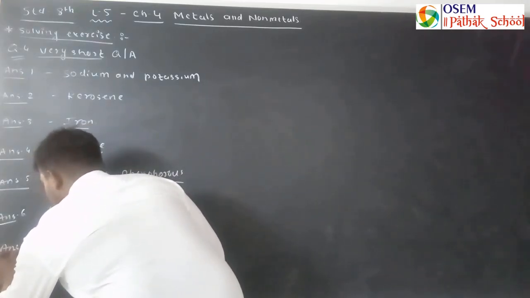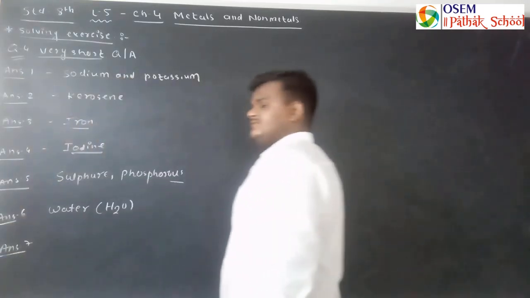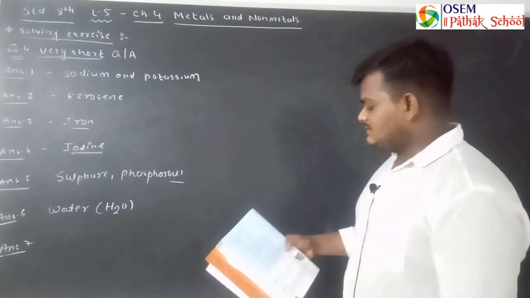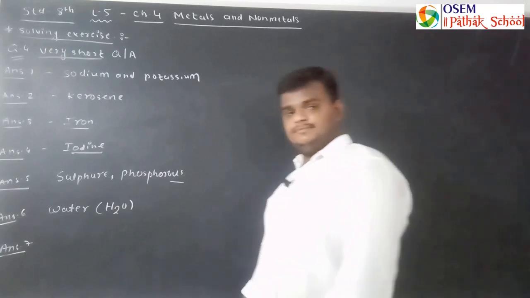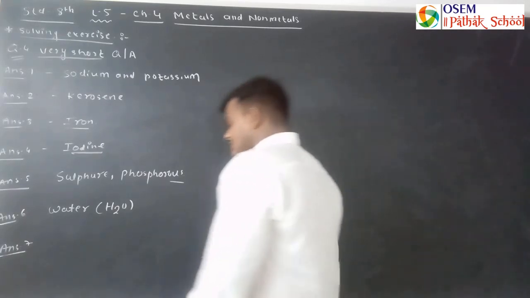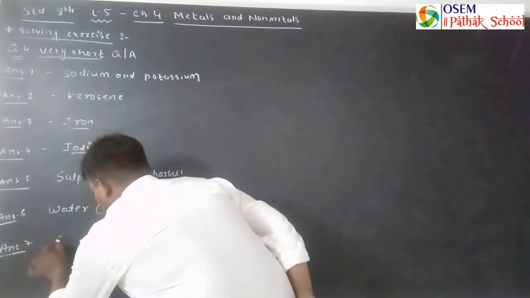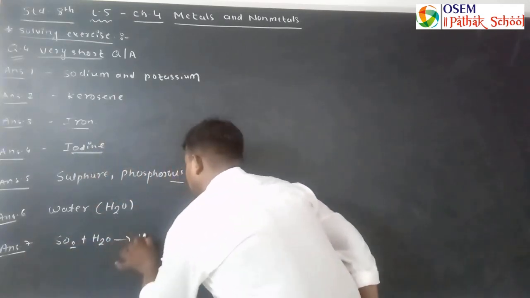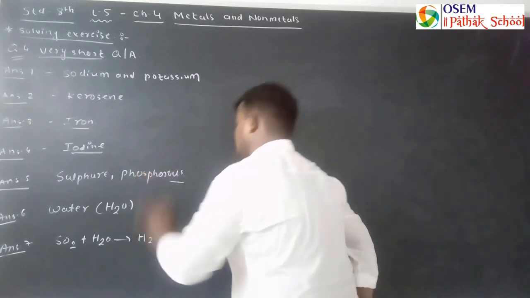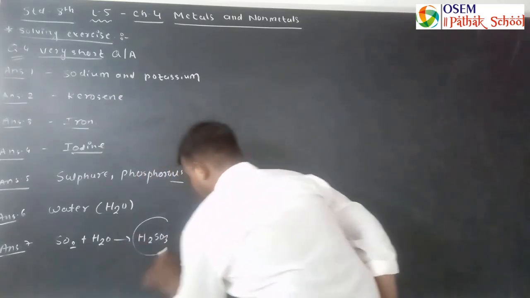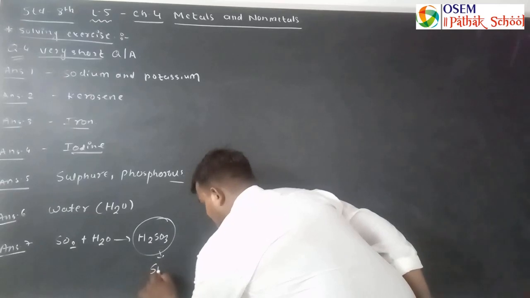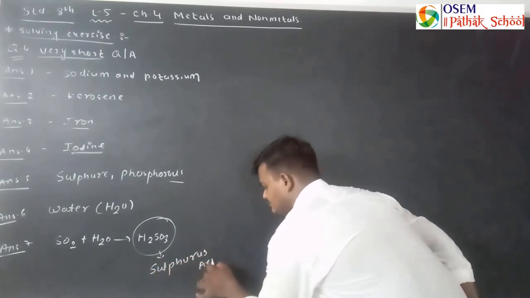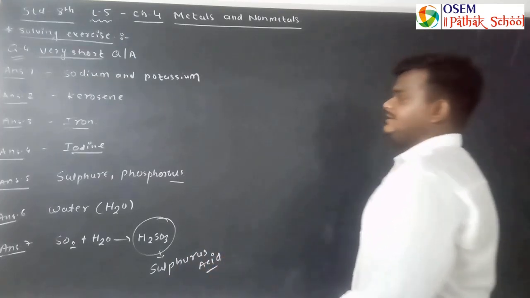Question 7: the compound formed when sulfur dioxide reacts with water. SO2 reacts with H2O. What will form? H2SO3, sulfurous acid. This will form here.